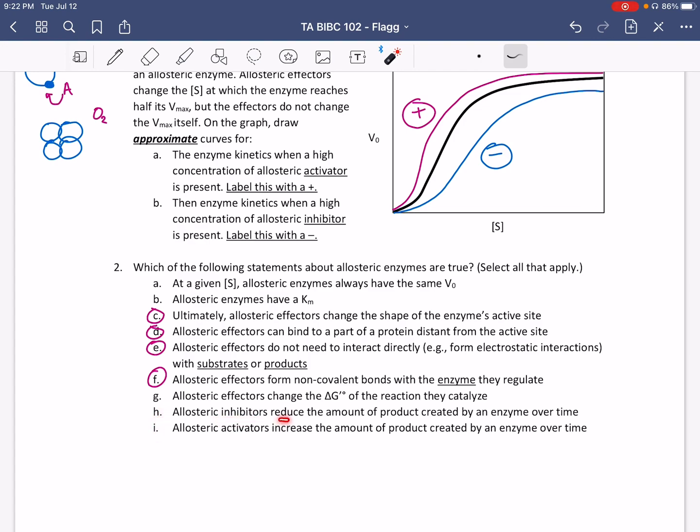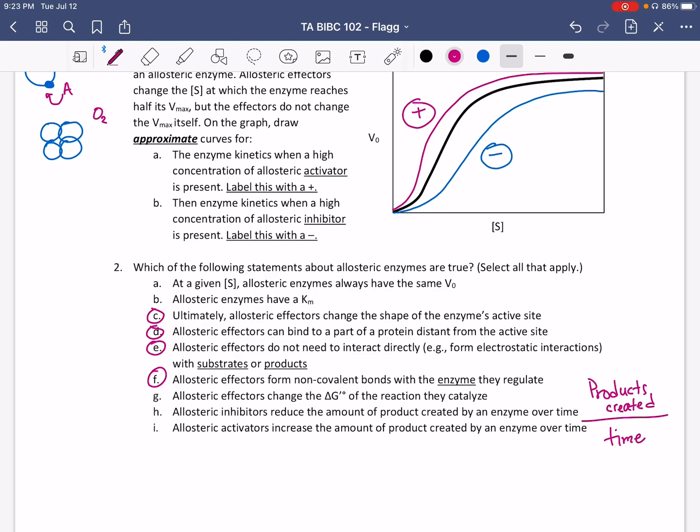Allosteric inhibitors reduce the amount of product created by an enzyme over time, and allosteric activators increase the amount of product created by an enzyme over time. Now, at least in my section, there was some confusion between these two, and I think the confusion stemmed from this part of the statement. Products created by an enzyme over time. If we look at that statement in a mathematical way, it would be products created by an enzyme over time.